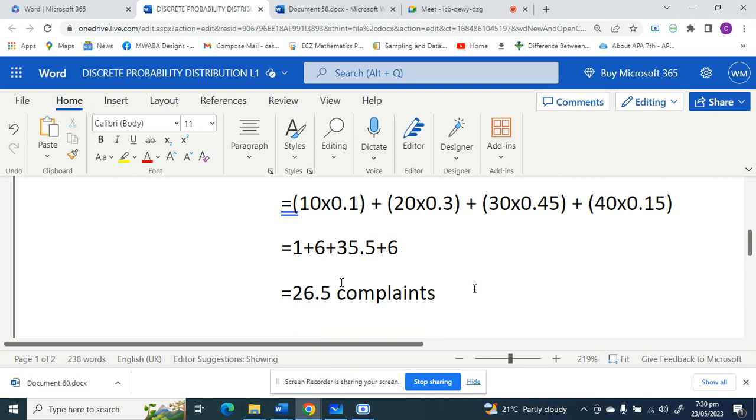Although with complaints, you can never say that there's half a complaint. So in such cases, you round off to 27 complaints because there's no such thing as a half complaint. Unless, is there anybody who knows what a half complaint is? Maybe you can shed more light. Let's round it off to 27 complaints. And any questions before we move to the next part?